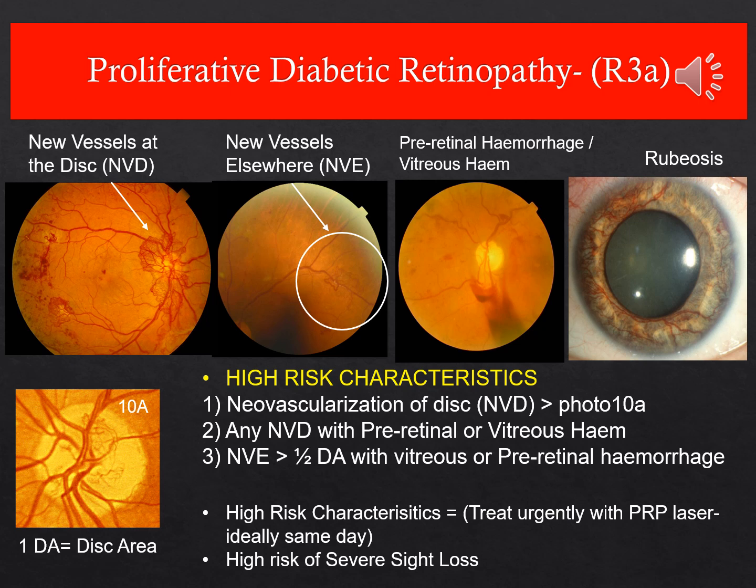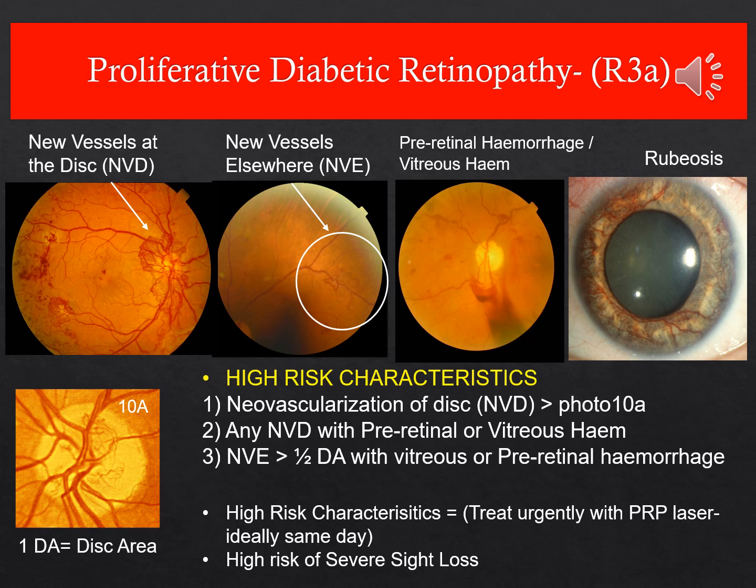We can divide proliferative retinopathy into high and low risk characteristics. If high risk characteristics develop, this can be very serious and needs immediate treatment. We define high-risk characteristics as new vessels on the disc greater than photograph 10A, which is shown here. This equates to new vessels approximately 1/3 to 1/4 of the area of the disc.